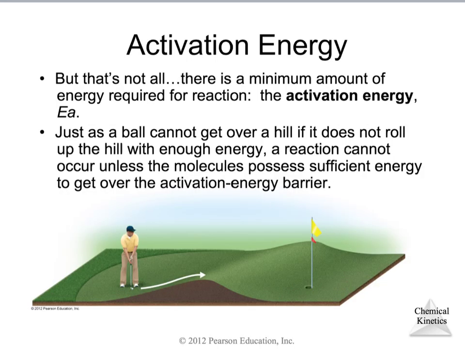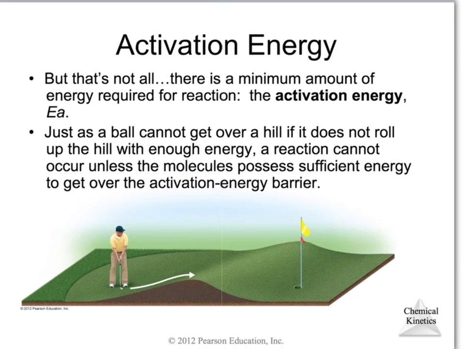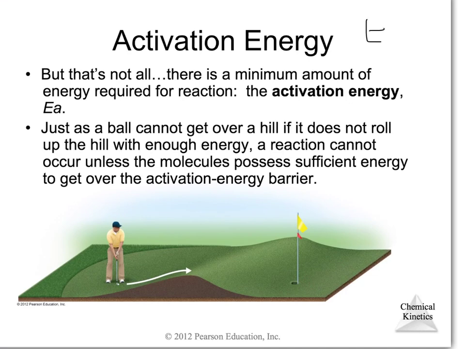So like we said in the last slide, that orientation for collisions is super important. It's also important about a certain type of energy that we have to have for a reaction to happen or for a reaction to proceed. So this minimum amount of energy required for a reaction is what we call the activation energy. And we will symbolize activation energy with a capital E and then subscript A to represent that it's activation energy.